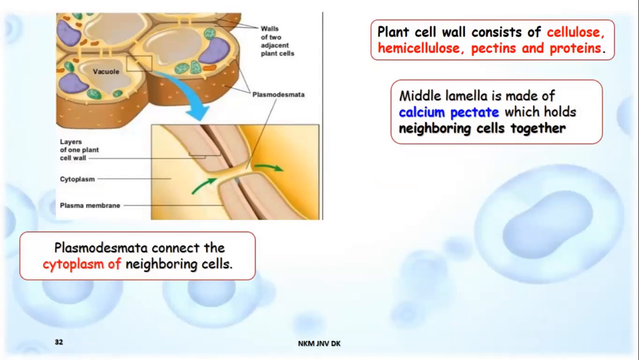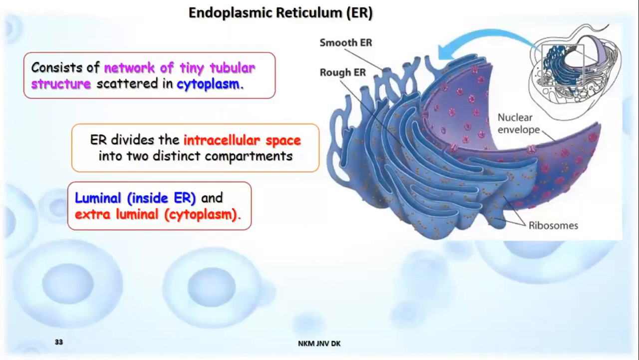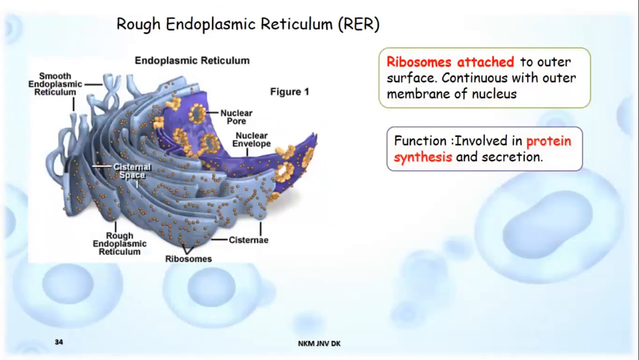Plasmodesmata is a connection of the cytoplasm of two nearby cells. The endoplasmic reticulum consists of a network of tiny tubular structures scattered in the cytoplasm. ER divides the intracellular space into two distinct compartments: the luminal space inside the ER and the extraluminal cytoplasmic surface. In rough endoplasmic reticulum, ribosomes are attached to the outer surface, which is continuous with the outer membrane of the nucleus.